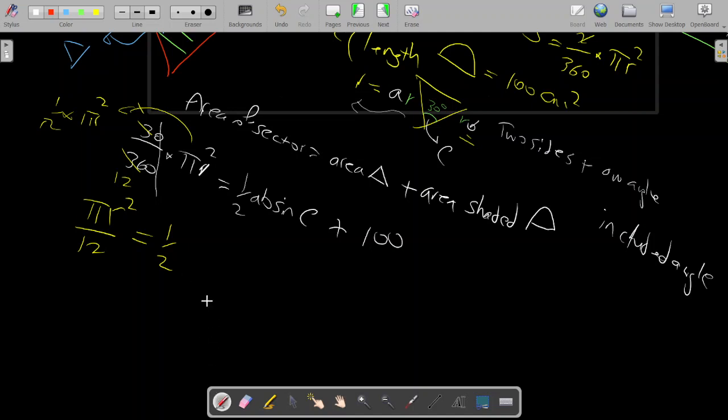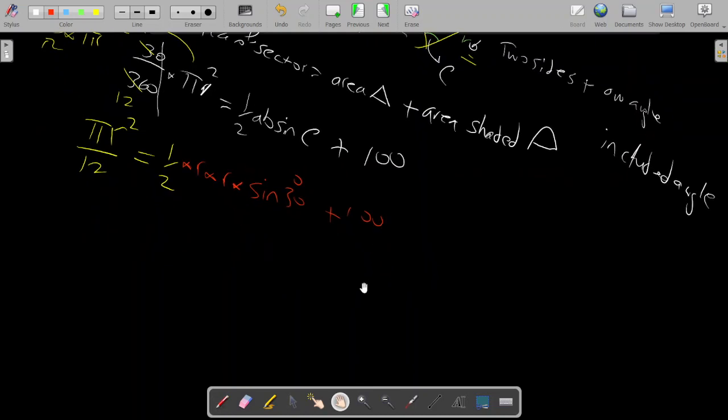So it's going to be half AB, and AB is going to be A is an r, and B is an r, which is r squared. I'm trying to simplify things for you, multiplied by sine 30 degrees plus 100. Now this is our expression here. Remember, everything that we're trying to do right now is trying to figure out the radius.